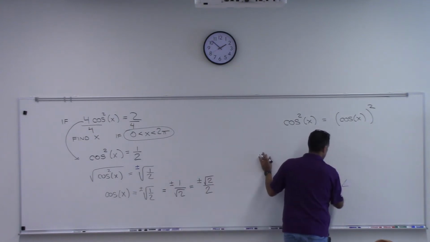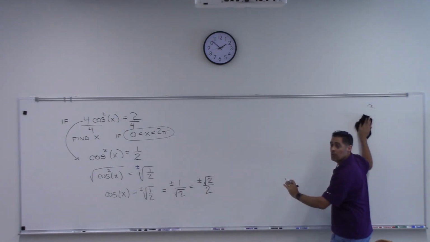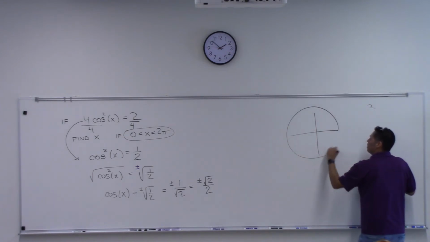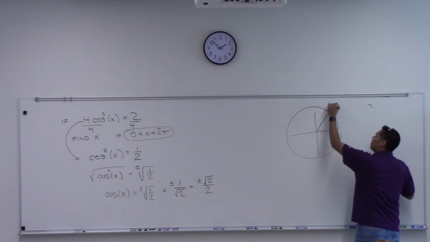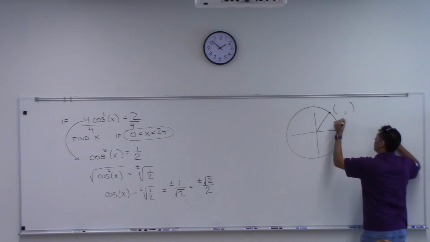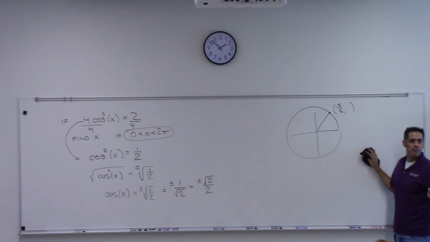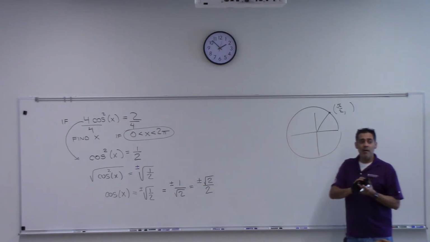Who wants to give me the first answer? What is it? Pi over 4. So you're thinking right here, your x-coordinate, I'm looking at x-coordinate because it's cosine, is root 2 over 2. Good. Who else? Who said that? Someone else. You said negative pi over 4?